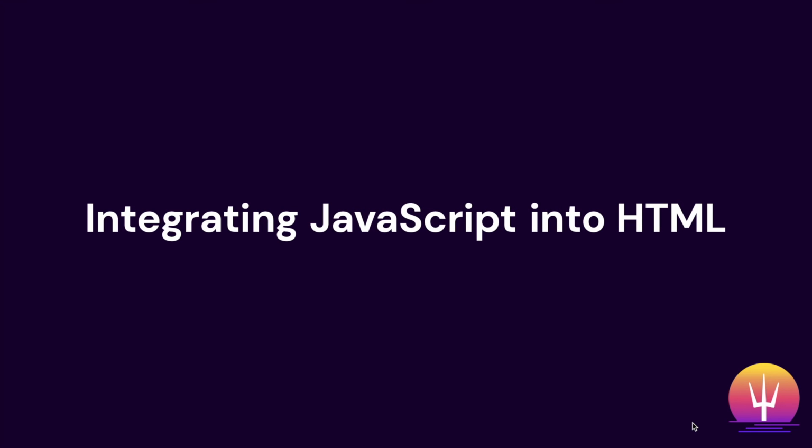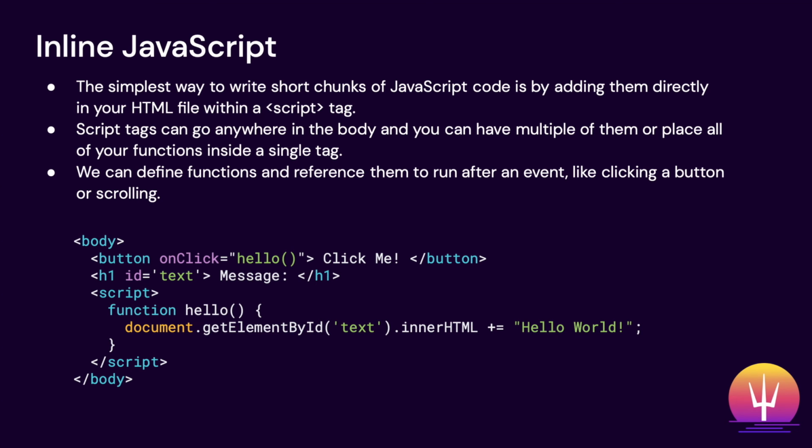So now let's talk about integrating JavaScript into HTML. So the simplest way to write short chunks of JavaScript in code is by adding them directly into your HTML file with a script tag. Script tags can also go anywhere in the body, and you can have multiple of them or place all of your functions inside a single tag. We can define functions and reference them to run after an event, like clicking a button or scrolling. So for example, we can put our JavaScript within the body tag, and right here we have our function hello, and it'll work just fine.